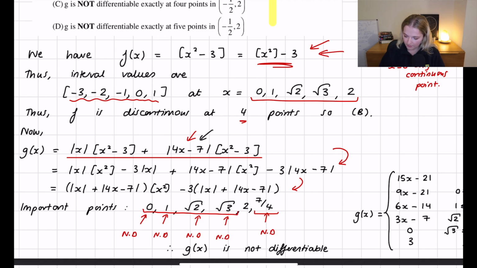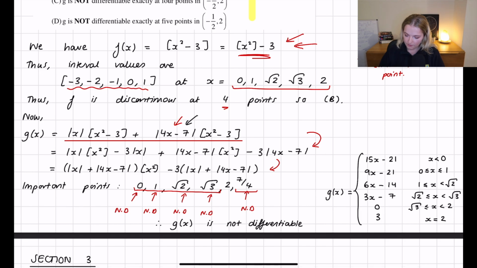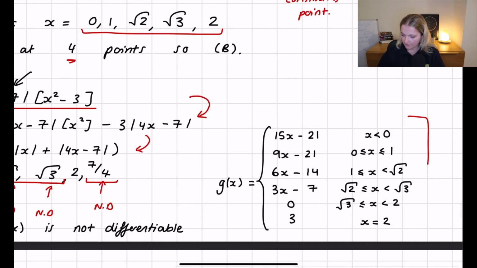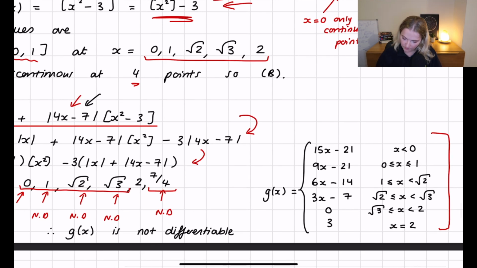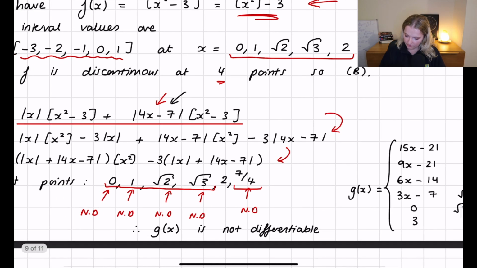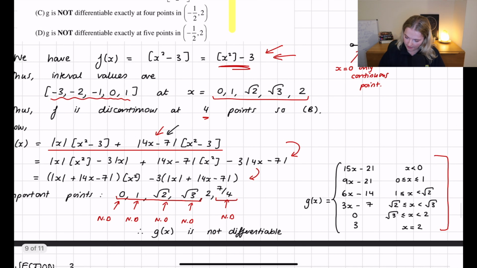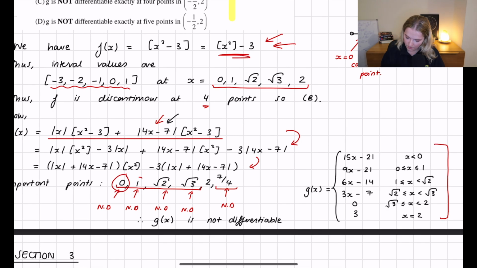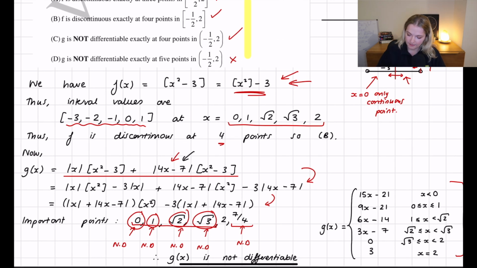Okay, so what you can do is you can look at the value of g of x for each of these points. You can find this here, and this gives you what g of x looks like for each of the different points. And from this we can deduce that g is not differentiable, and I should have said, it's not differentiable at these values here. So at 0, 1, root 2, and root 3. Okay, so therefore we have that C is correct and D is not correct.